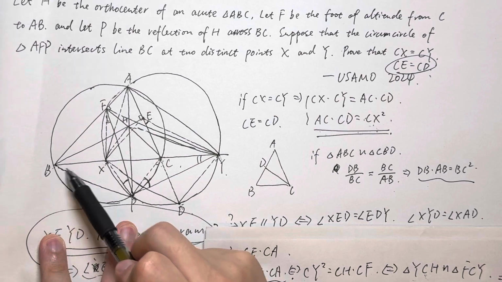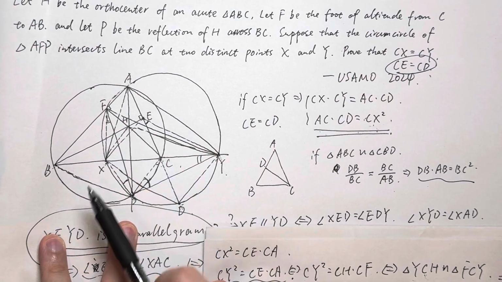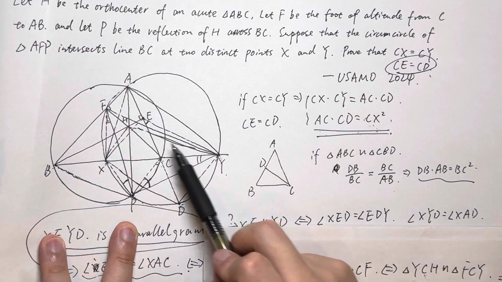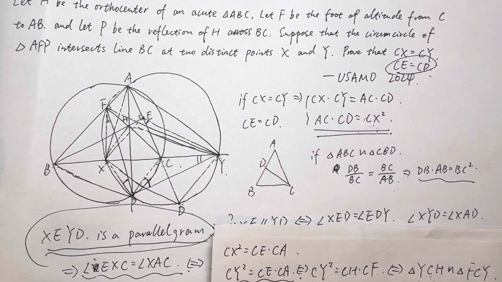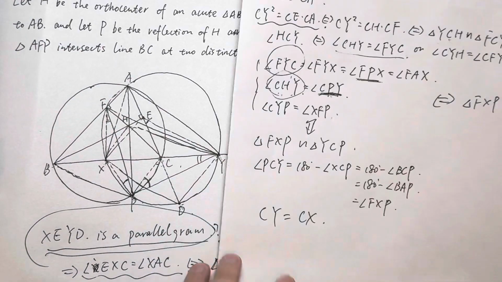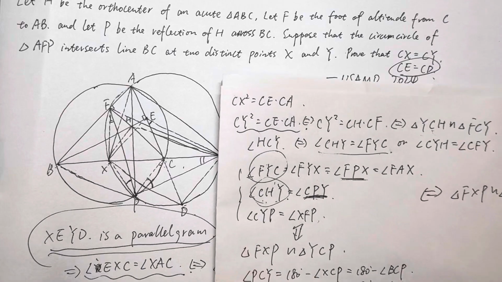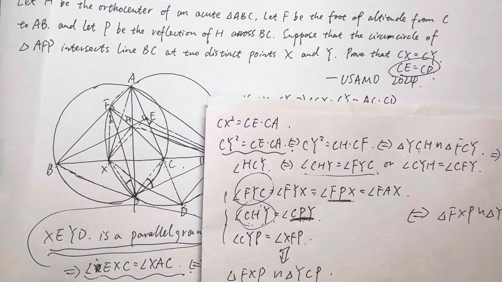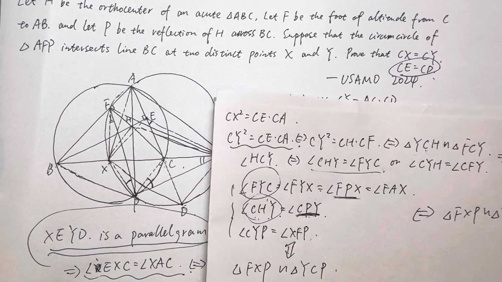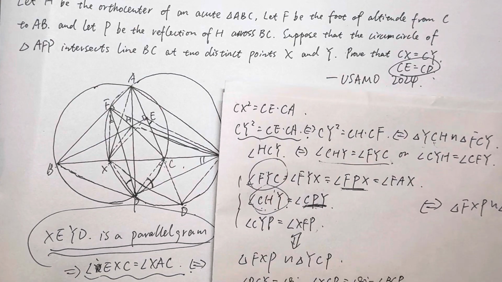And the triangle BXH is similar to triangle BYH. Okay, all of these things you can explore. Okay, that's a problem from the USA Math Olympiad 2024. I do think this is a hard problem.